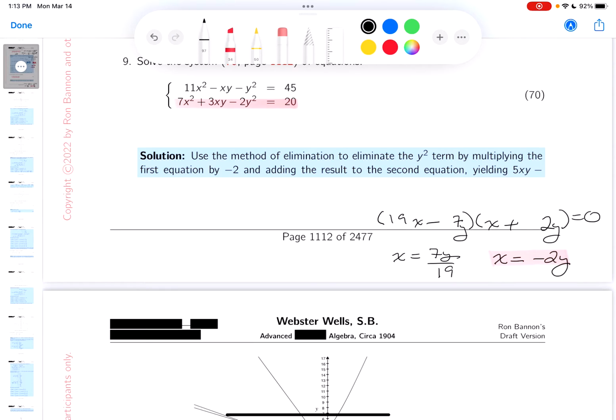Let's put this in. So what do you get? You get 7x squared. That's going to be 7, and x squared, if x is equal to minus 2y, is 4y squared. Then you're going to get 3xy. What's it going to give you? Minus 6y squared.